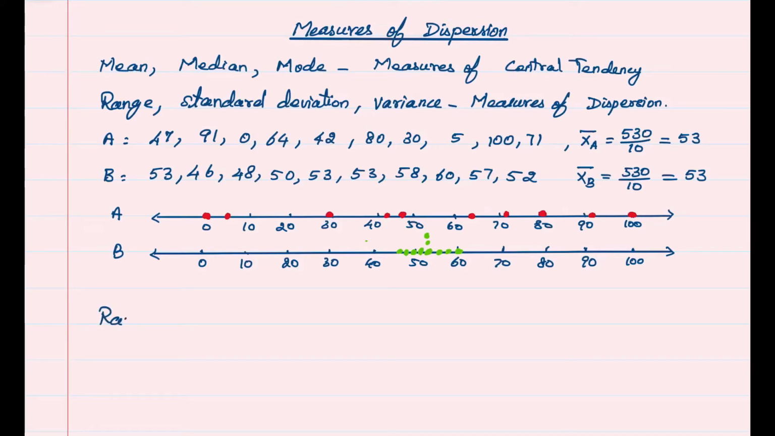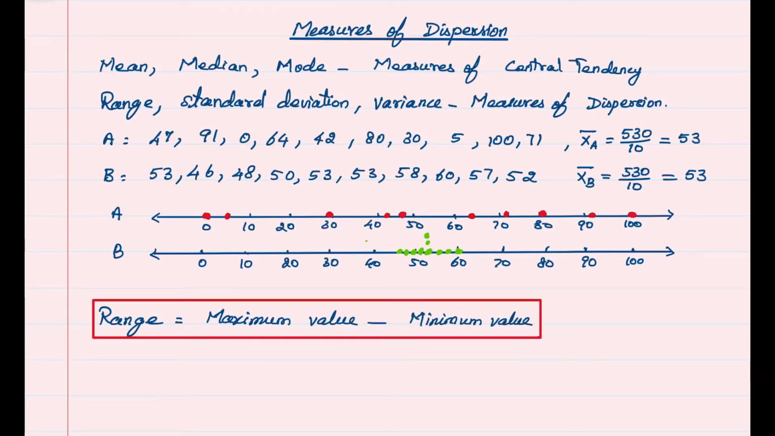The first one is range. Range of the data is maximum value minus the minimum value. Let us calculate the range for student A. The maximum value scored by student A is 100 and the minimum value is 0. Therefore, the range is 100. Now, for student B, the maximum score is 60 and the minimum score is 46 and the difference is 14. So, we can see that student B is more consistent than student A.